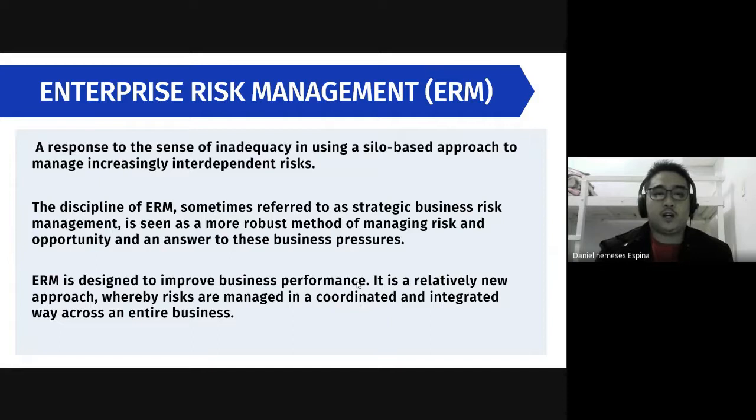The discipline of ERM, sometimes referred to as strategic business risk management, is seen as a more robust method of managing risk and opportunity, and an answer to these business pressures. When we talk about risk, there are two types. The upside risk, also called opportunities, are the risks that can help the business attain its goals, or facilitate the faster achievement of its goals and mission.